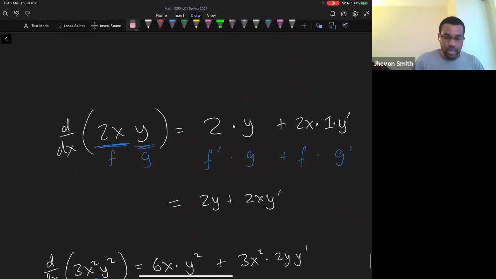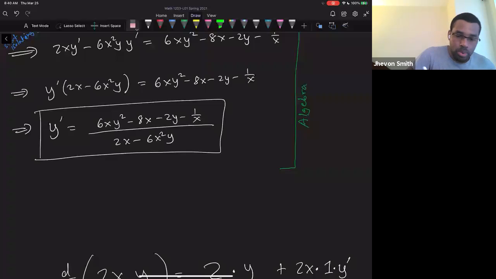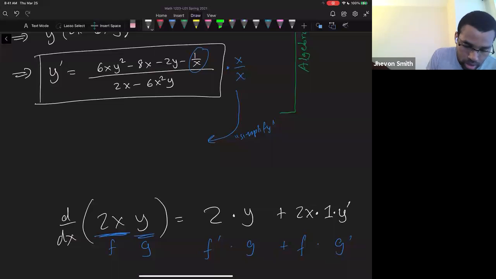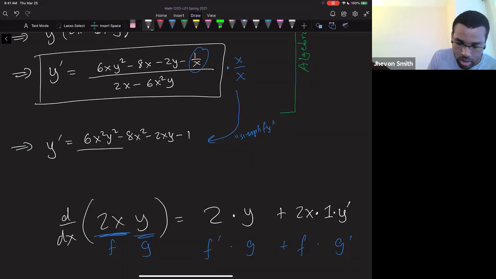So we did a quick example of that. I probably should have mentioned that we could multiply this by x over x, because on a test I wouldn't type the answer that way, and a textbook wouldn't either, because of this 1 over x in here. So you'd probably multiply by x over x to simplify. That would end up looking like y prime equals 6x squared y squared minus 8x squared minus 2xy minus 1 over 2x squared minus 6x cubed y.